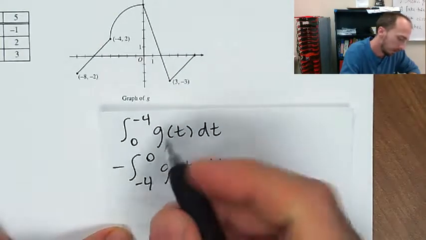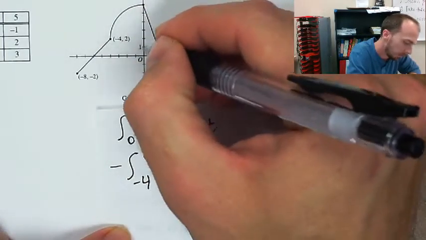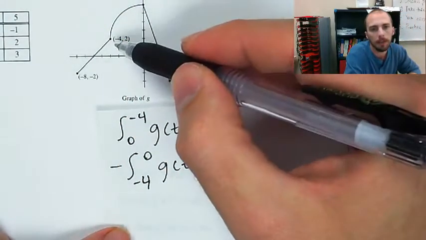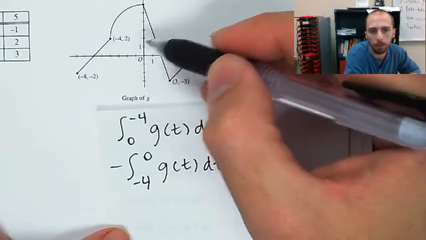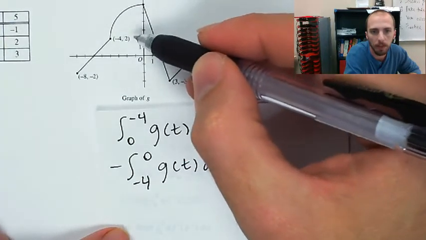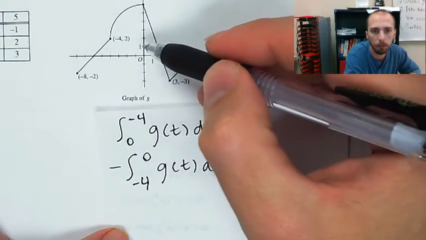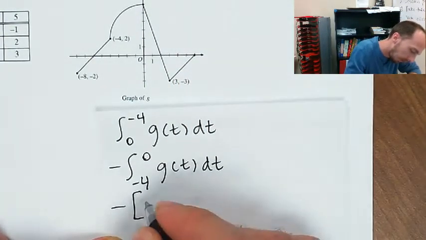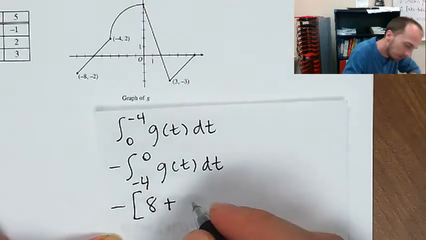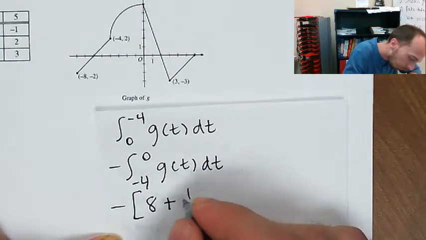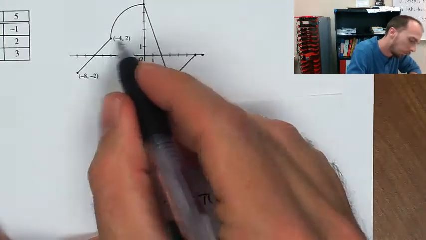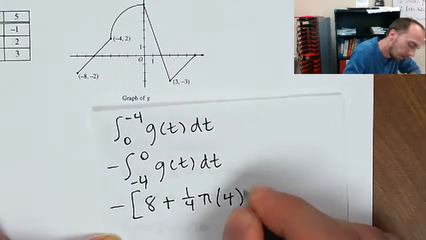Meaning that I can integrate from -4 to 0. It's going to be the amount of area underneath the graph from -4 to 0. And so I think I'm going to do this as a rectangle, and it's got a width of 4 and a height of 2. So that has area 8. So this is the negative of 8 plus a quarter circle. Okay, so that's 1/4 of pi times radius squared. Well, the radius is 4 there.